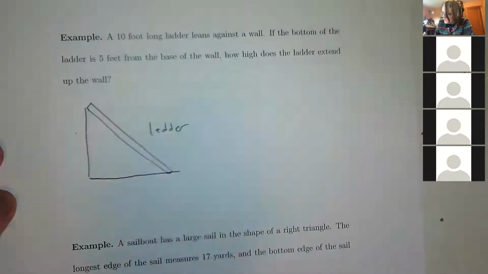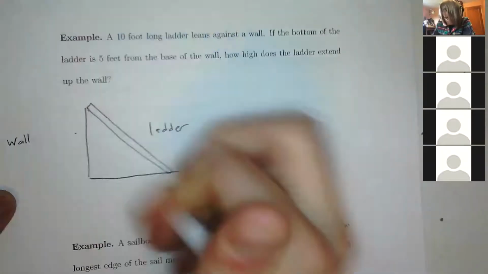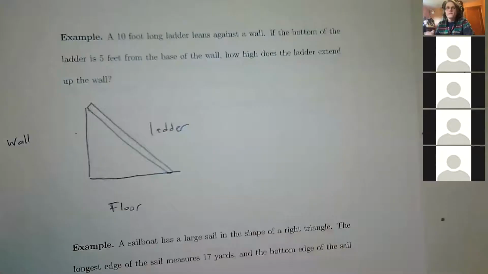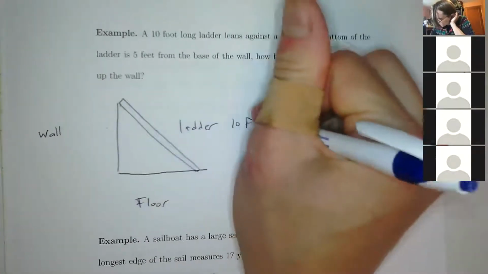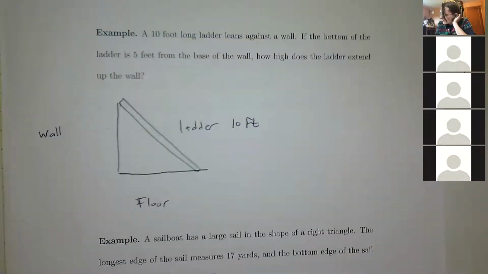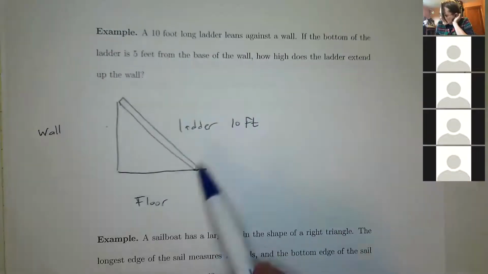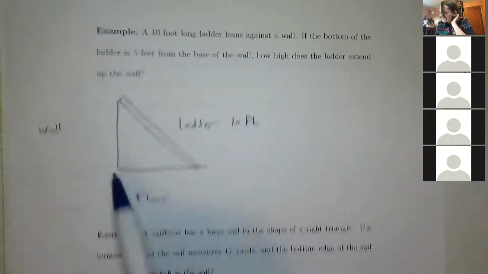Right? This is the wall. And this is the floor. So it's 10 feet long, the ladder, and it leans against the wall. And the bottom of the ladder here is 5 feet from the base of the wall here. So this is 5 feet.